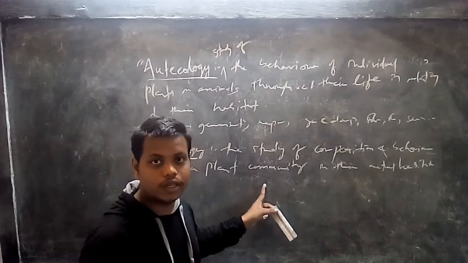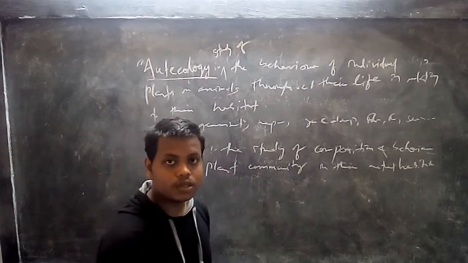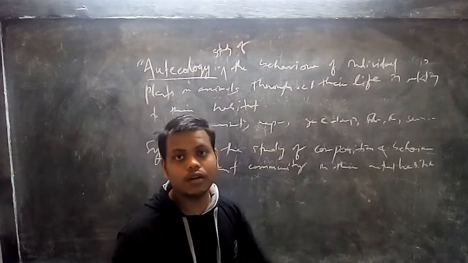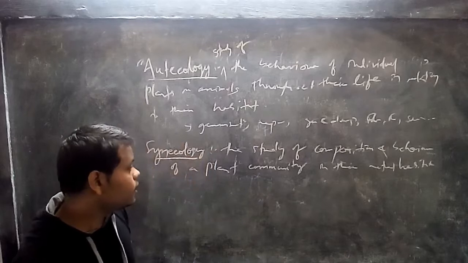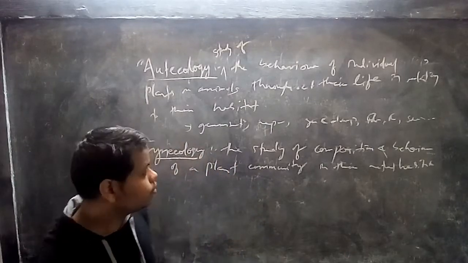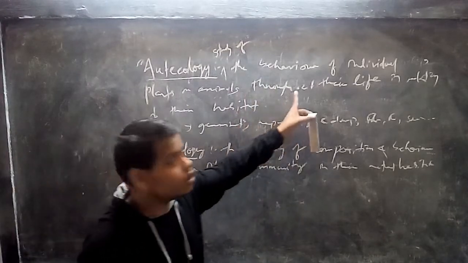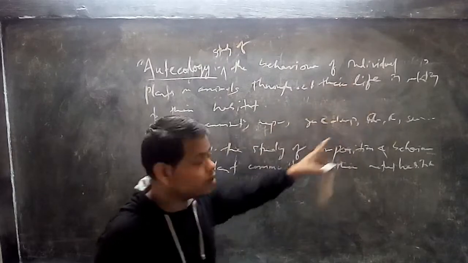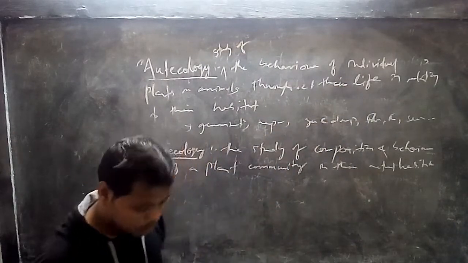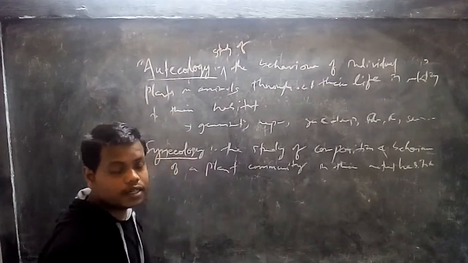How does a plant community behave according to its environment? Its growth and physiological activities are performed according to its natural habitat or natural environment. That study of a particular plant community is known as synecology. This is the major difference between autecology and synecology. In autecology, you consider a particular individual. In synecology, you consider a particular community, or a particular group.